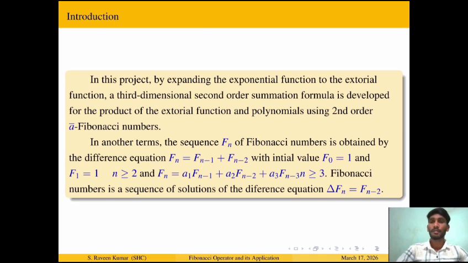Introduction. In this project, by expanding the exponential function to the exponential function, a third-dimensional second-order summation formula is developed for the product of the exponential function and polynomials using second-order Fibonacci numbers.